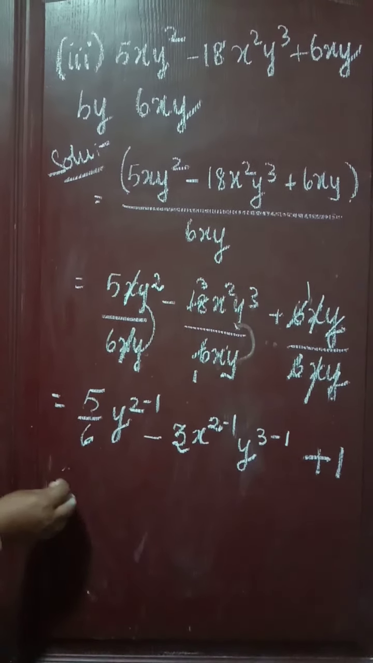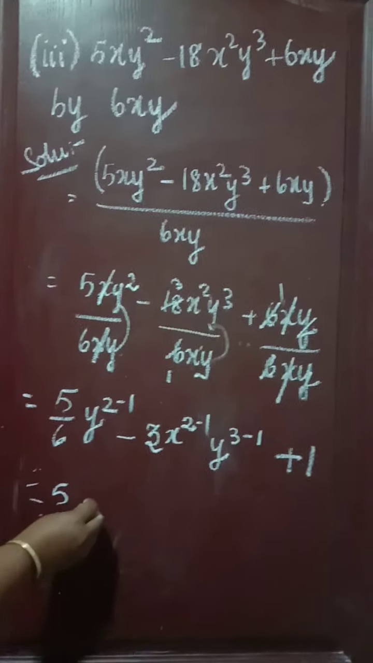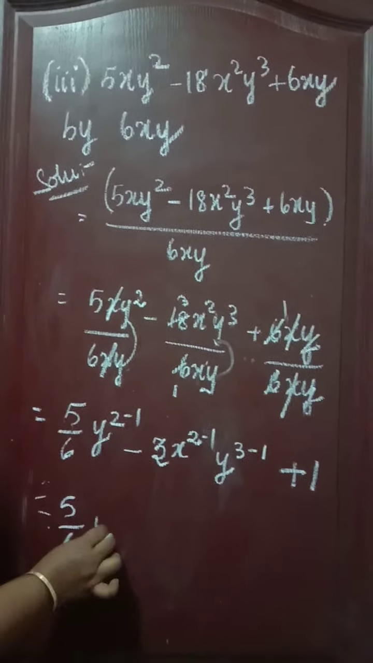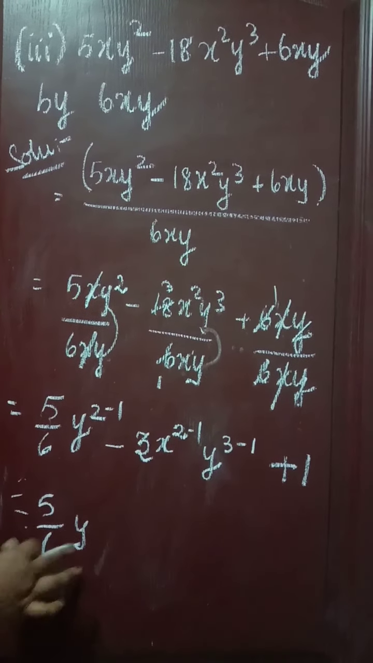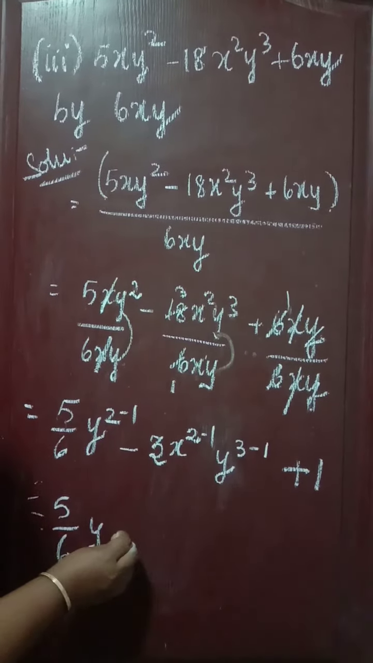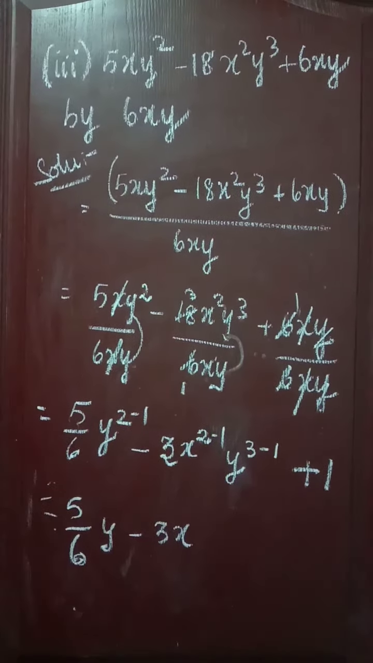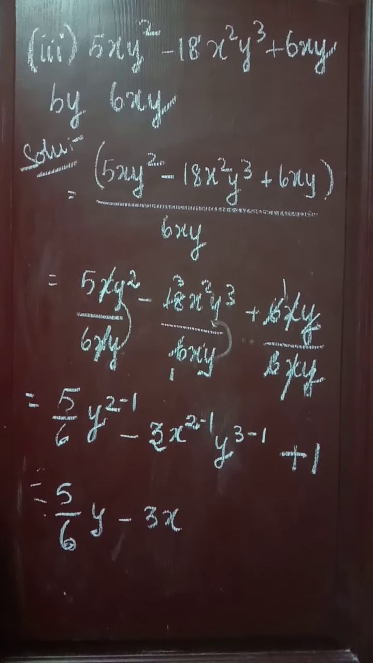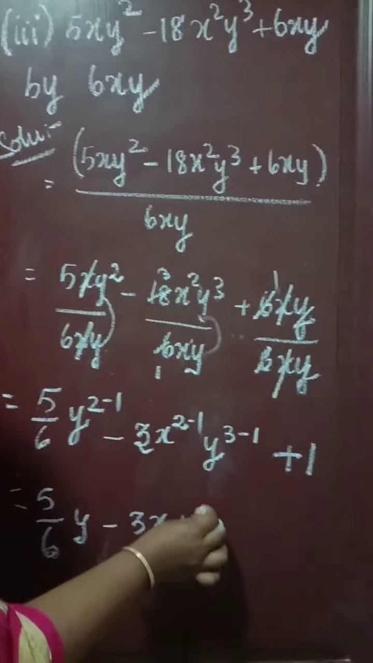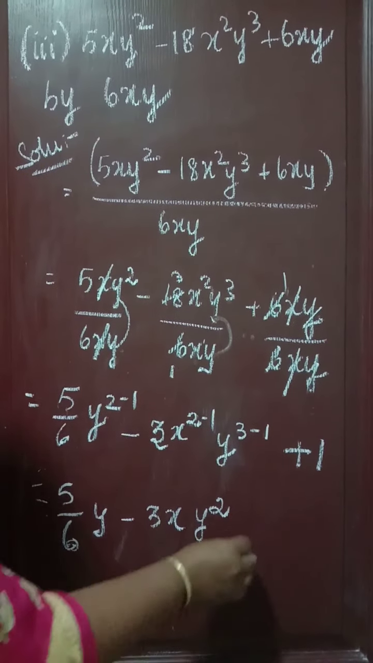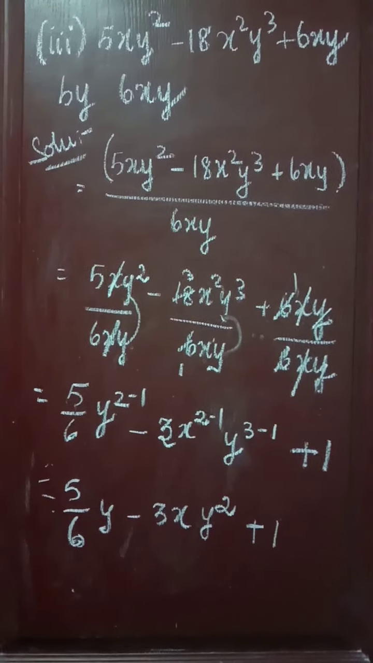So next come to this one. So 5 divided by 6. 2 minus 1, 2 minus 1 is 1. So y power 1 and y is the same. So I write y. So next one, minus 3x. So 2 minus 1 is 1. So I write x. Simply I write x. So 3 minus 1, what is the answer of 3 minus 1? It is 2. So plus 1. So this is the answer of the sum.